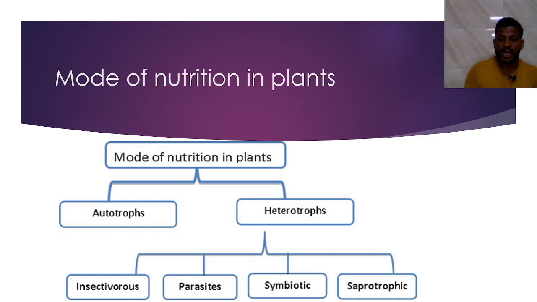We see there are 4 types of heterotrophic plants present. One is the insectivorous plant, another one is the parasitic plant, third one is the symbiotic plant, and the fourth one is the saprotrophic plant. Insectivorous plants, parasitic plants, symbiotic plants, and saprotrophic plants. Let us study one by one.